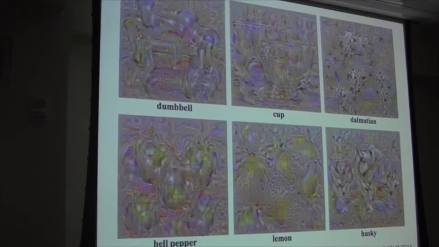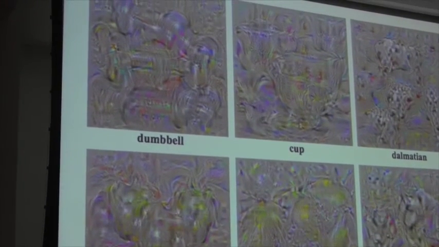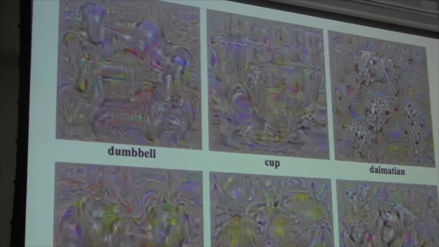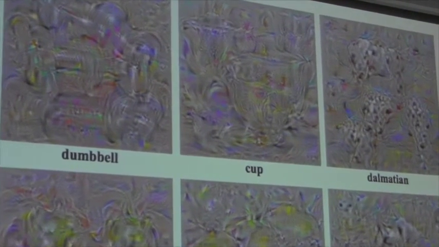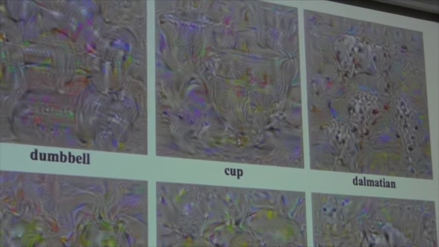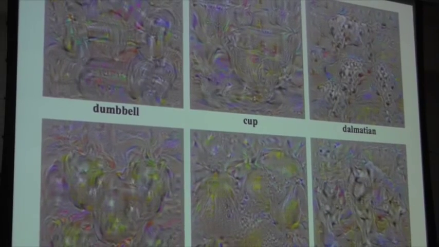Dumbbell, you can really see the geometry, and you can see it's learned invariance to rotation because I see dumbbells that are rotated at multiple angles. So the network actually knows a lot of geometric and photometric structure that you might not expect. You might think that it could just get away with not actually explicitly encoding the shape of a dumbbell.